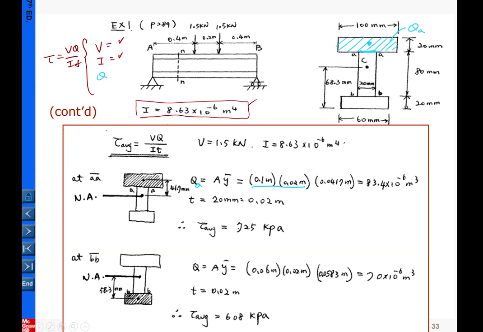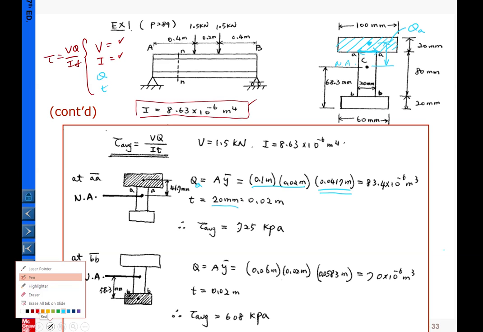distance from the centroid to the neutral axis. So this is our neutral axis here. Okay, and you can refer to the detailed information here. So this is the distance provided here. Okay. So then T, what is T? T is the width, and the width here is 20 millimeters. Okay, so that's T at point A here.